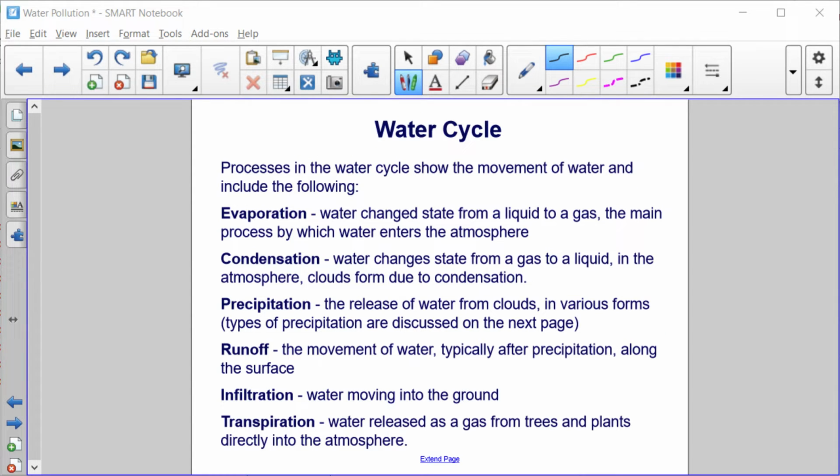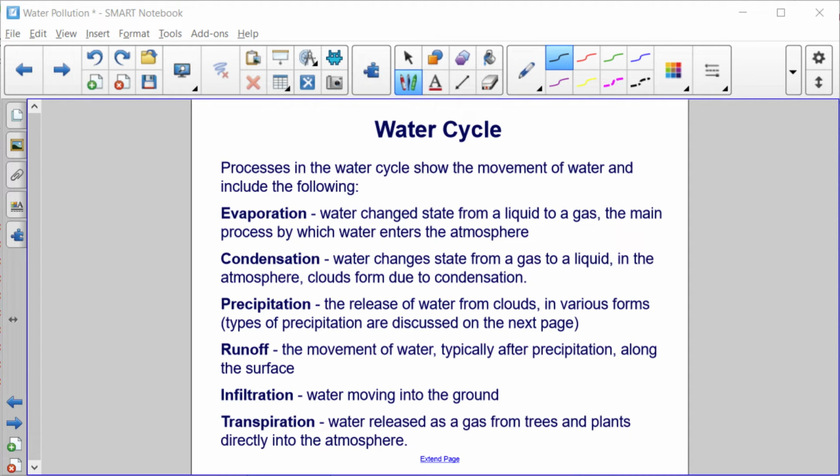The processes in the water cycle show the movement of water and include the following. Evaporation, where water changes state from a liquid to a gas. This is the main process by which water enters the atmosphere. Condensation, where water changes state from a gas to a liquid in the atmosphere and clouds form due to that condensation. Precipitation, which is the release of water from the clouds in various forms. Types of precipitation will be discussed in the next slide.